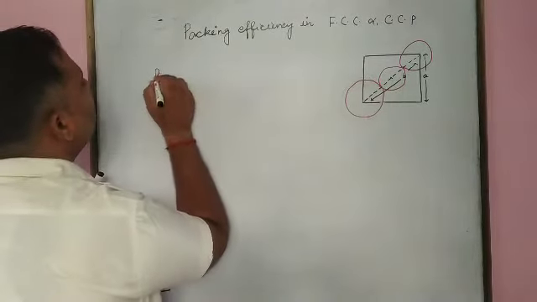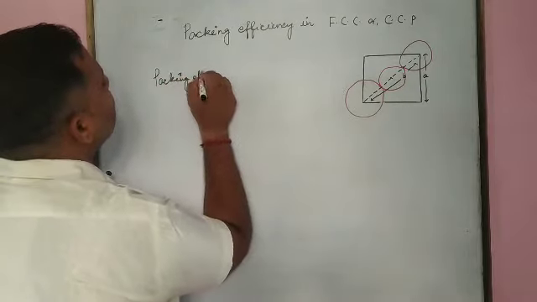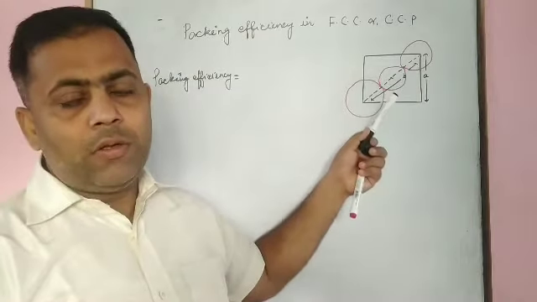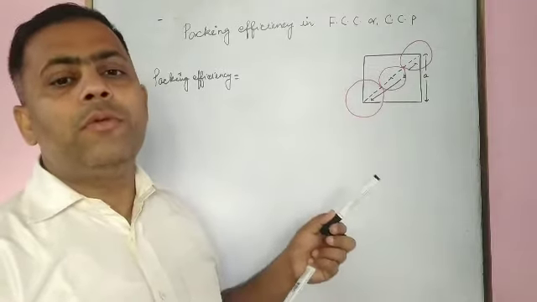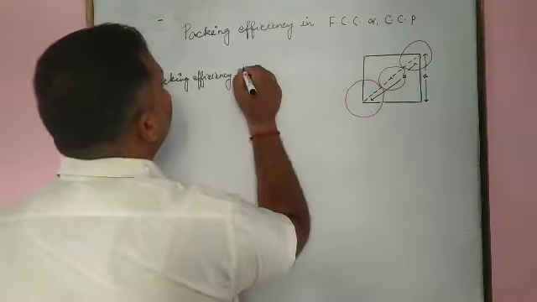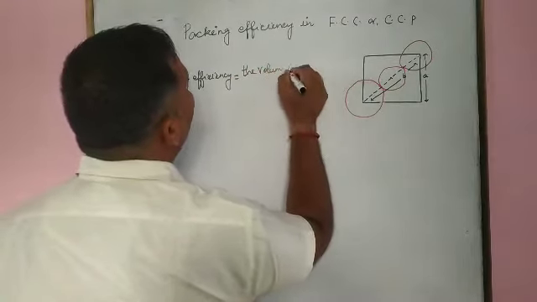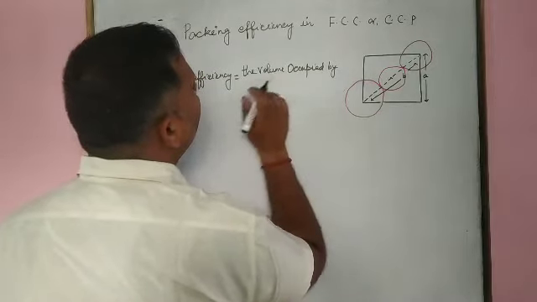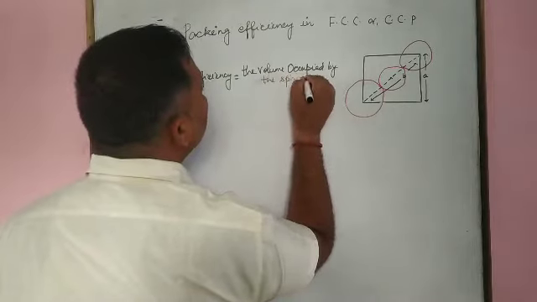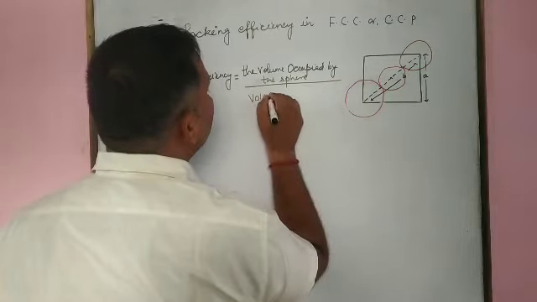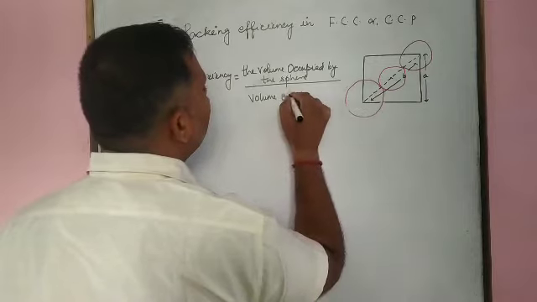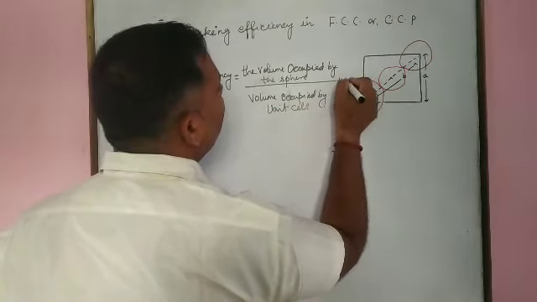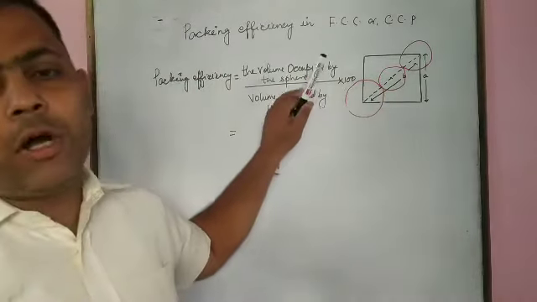We know packing efficiency is equal to the volume occupied by the spheres in the unit cell to that of the volume of the unit cell, multiplied by 100. It means the volume occupied by the sphere divided by the volume occupied by the unit cell, into 100.